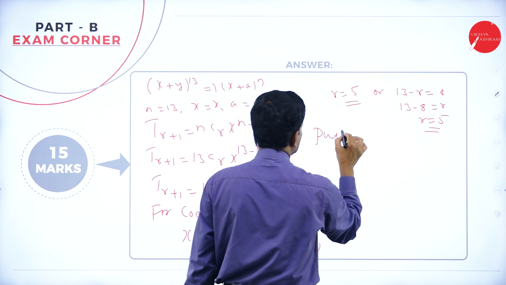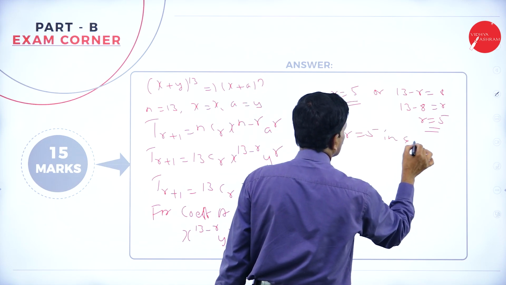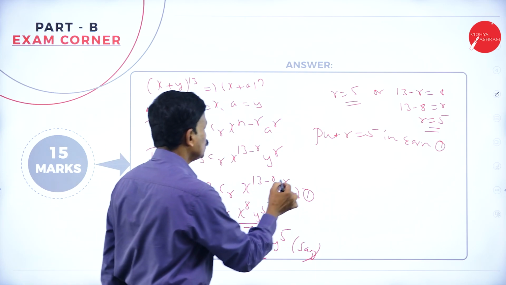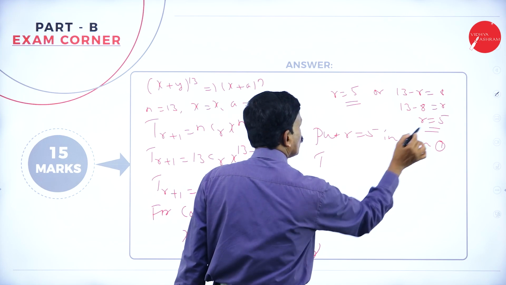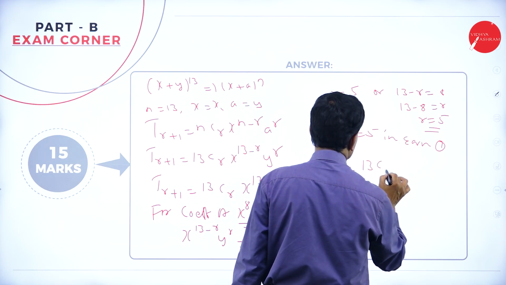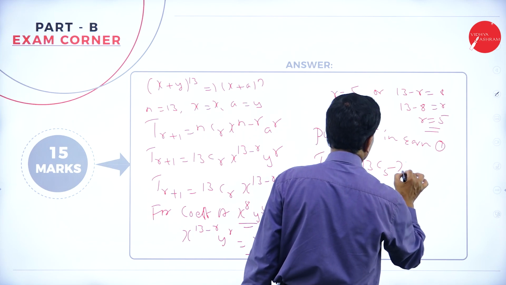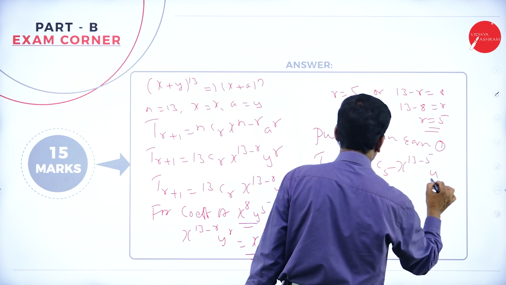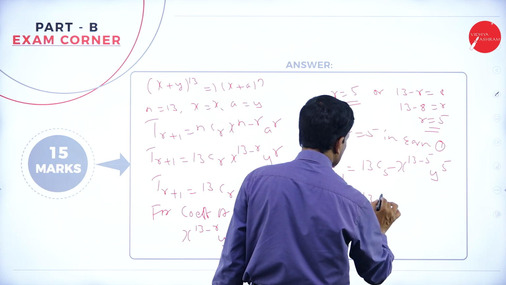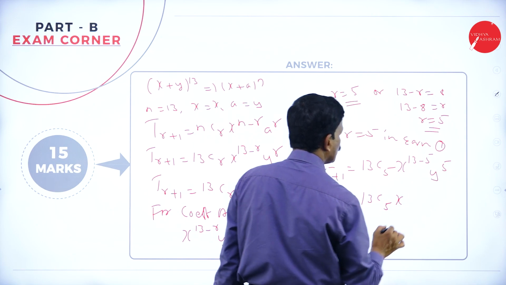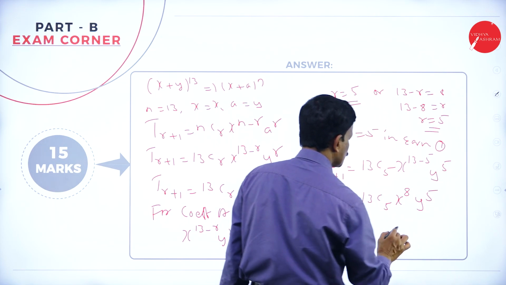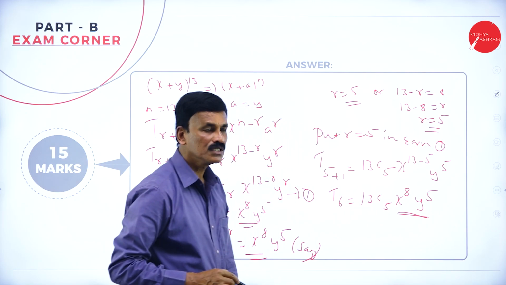Just put r is equal to 5 in equation number 1. That's it. If you put r is equal to 5 in equation number 1, you will get T of 5 plus 1 is equal to 13C5 x to the power of 13 minus 5 y to the power of 5. So, T6 is equal to 13C5 x to the power of 13 minus 5, 13 minus 5 is 8, y to the power of 5. See, this is the coefficient. So, what is to find?